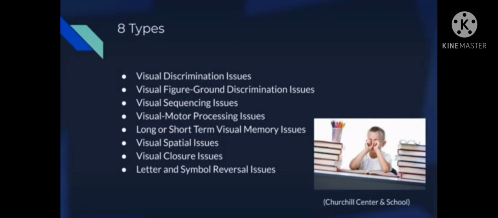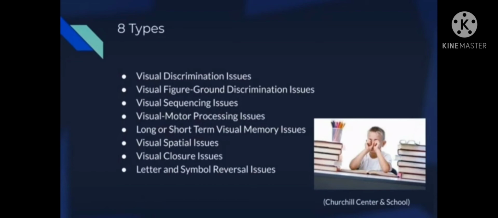Fourth, visual motor processing issues. A visual processing or perceptual disorder refers to a hindered ability to make sense of information taken in through the eyes. This is different from problems involving sight or sharpness of vision. Difficulties with visual processing affect how visual information is interpreted or processed by the brain.